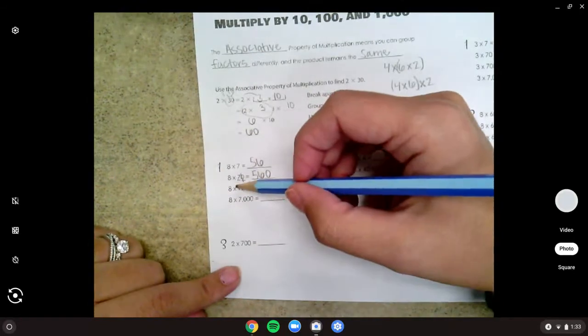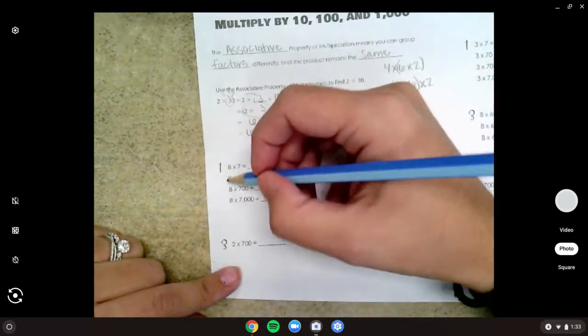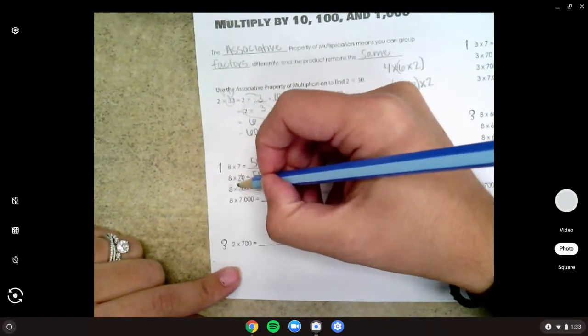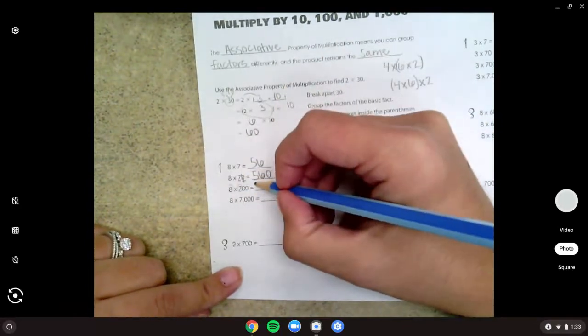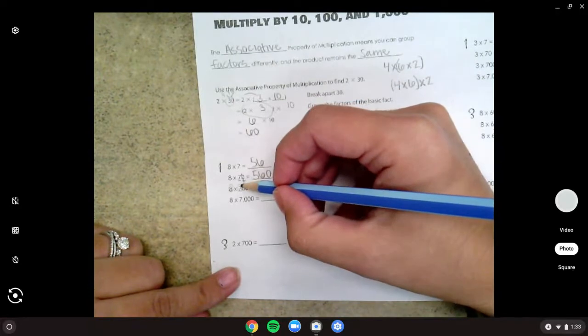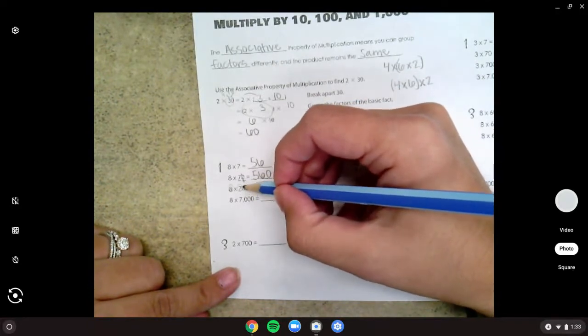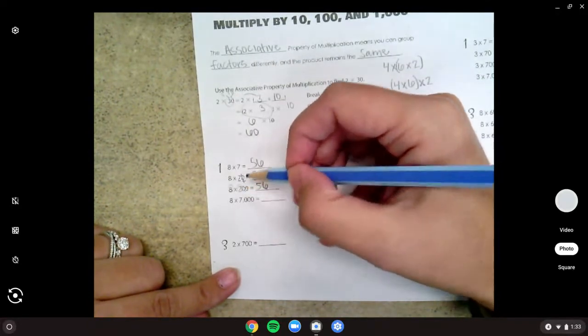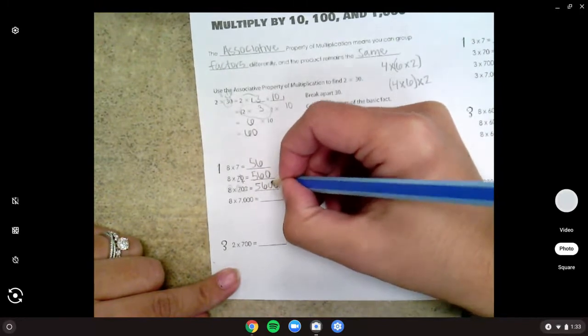Now, let's look at 8 times 700. I'm looking for that mini math fact, 8 times 7, to make it easier. Well, that's still 56. But now I'm multiplying it by 100 because it's in the hundreds. So I add 2 zeros.